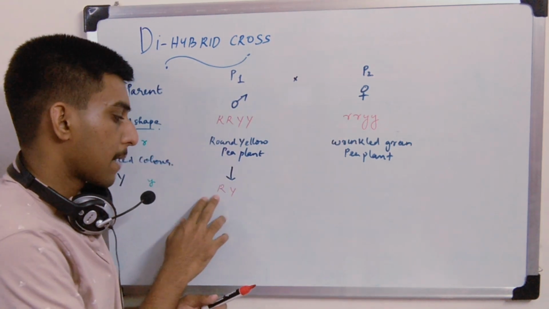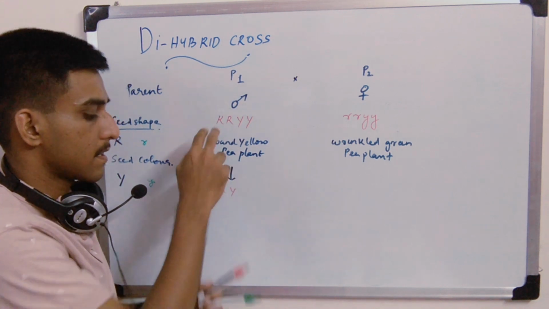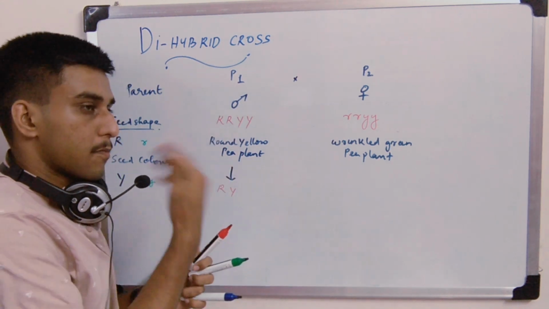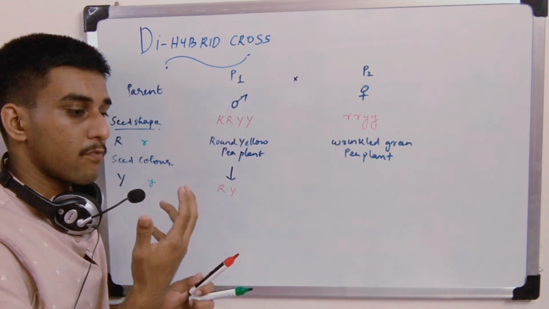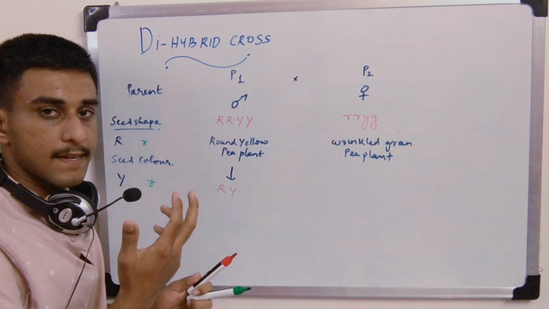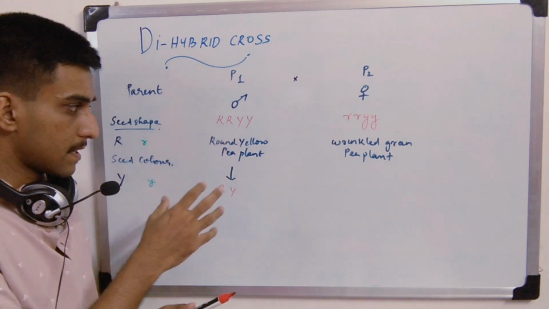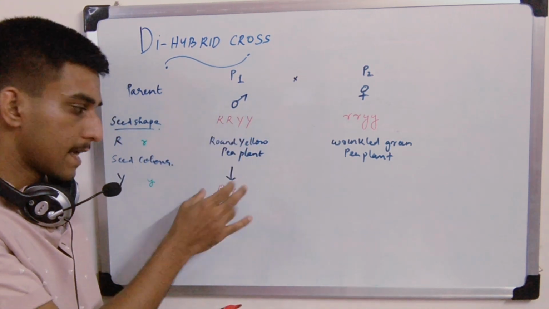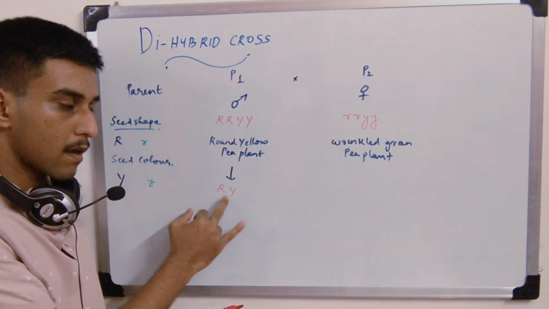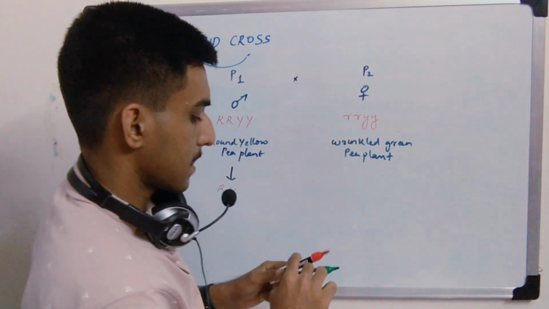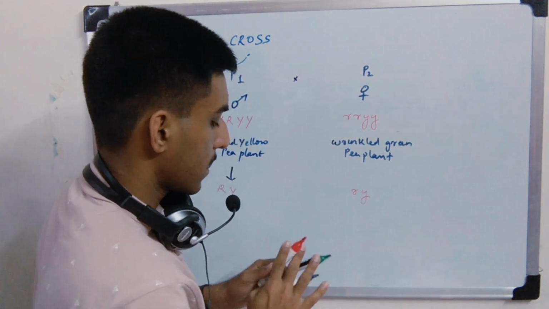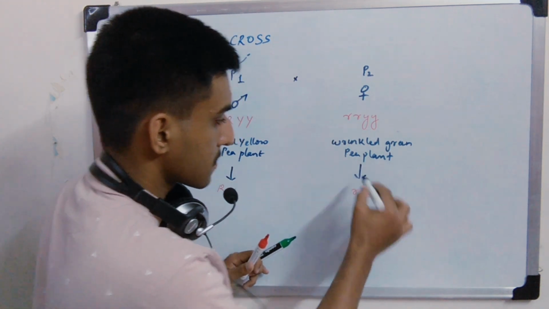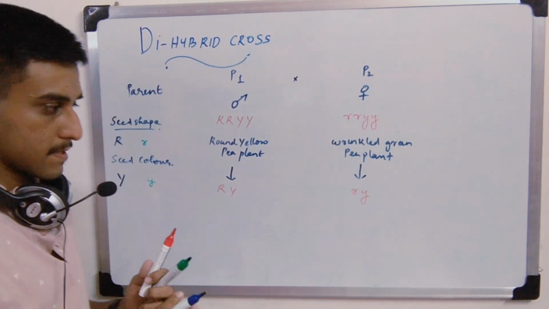That type will be capital R, capital Y. After the process of meiosis, the gamete will be formed. We will discuss later in the cell division class how the gametes are formed. Just understand this for now: after meiosis, the gamete here is capital R, capital Y. What will be the condition in parent 2, the recessive form? After meiosis, small r, small y will be formed.